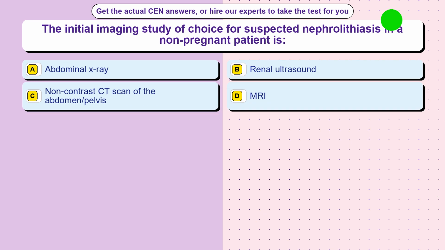Question 29. The initial imaging study of choice for suspected nephrolithiasis in a non-pregnant patient is: Option A, abdominal X-ray. Option B, renal ultrasound. Option C, non-contrast CT scan of the abdomen/pelvis. Option D, MRI.